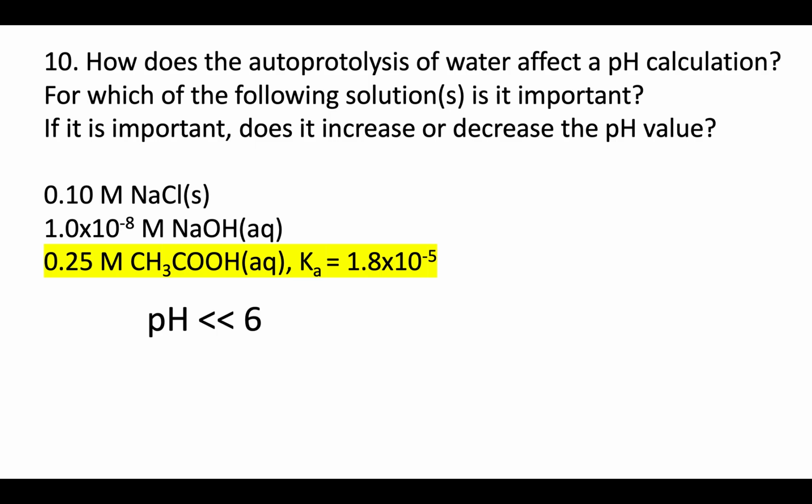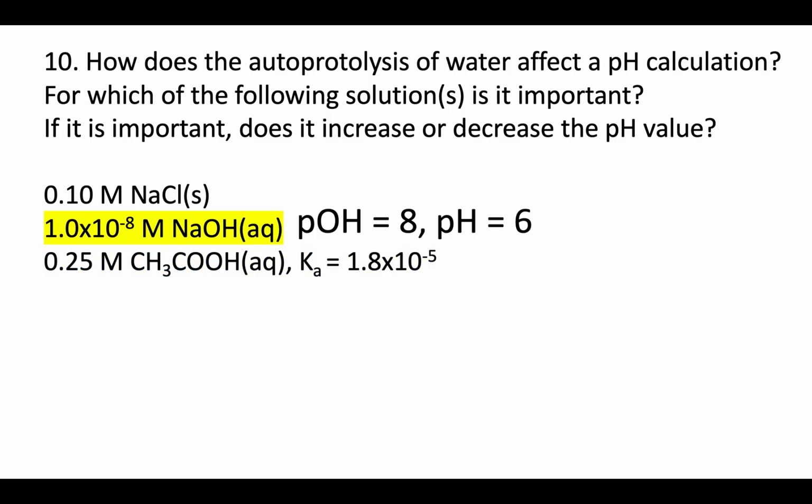If I'm looking at acetic acid here, pH is going to be much less than 6. So that will be dominating my pH analysis. I don't have to worry about the autoprotolysis of water because my pH is not near 7. If I take this example here, though, of a very dilute strong base, my value is not just near 7, it leads to this absurdity. If I take a pOH, it's such a dilute concentration that it ends up telling me that it's an acidic solution. And I know that can't be right.